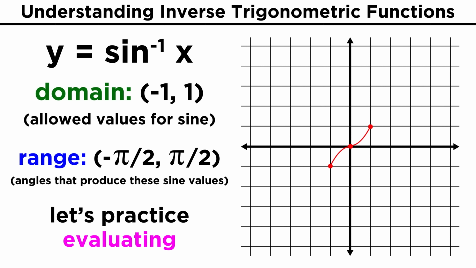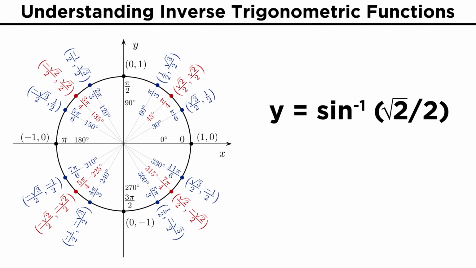So let's make sure we know how to evaluate these. What is the inverse sine of root 2 over 2? Well, if we recall our unit circle, the angle that gives a sine of root 2 over 2 is quarter pi. So the inverse sine of root 2 over 2 is quarter pi.